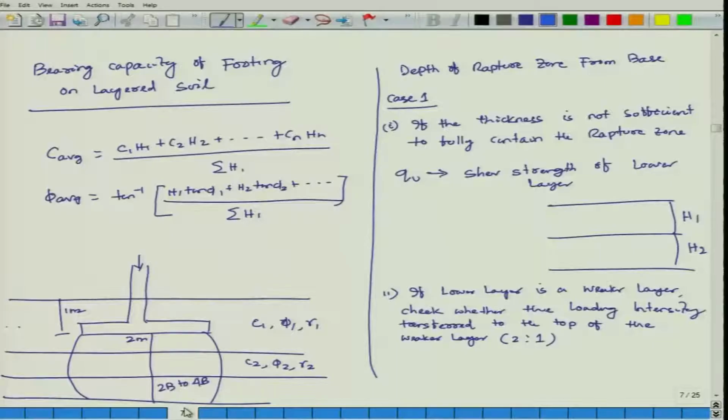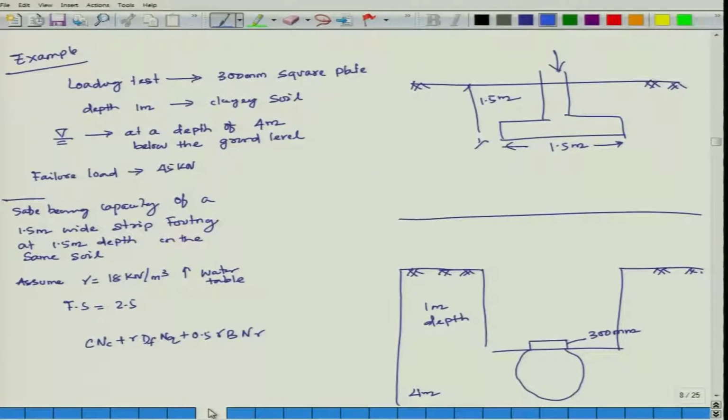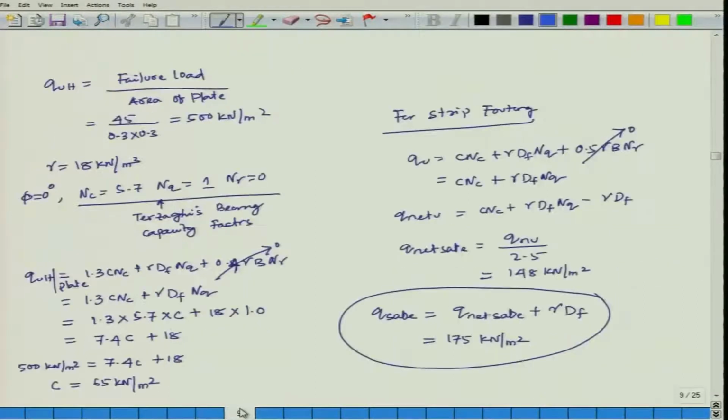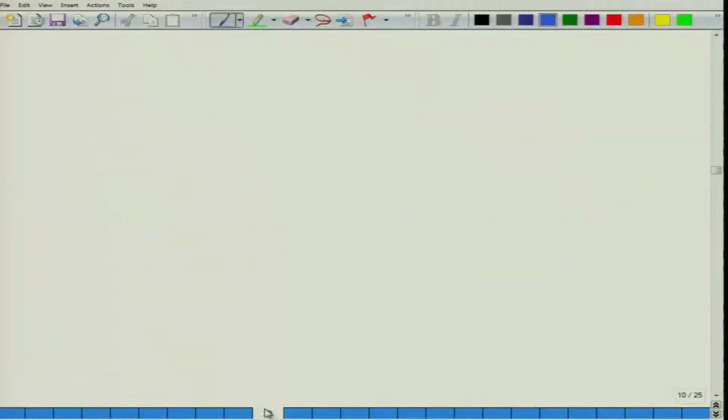So, last class I covered bearing capacity of footings on layered soils and the different cases, case 1, case 2, case 3, that I discussed. Then I solved a problem based on your data, and from a plate load test, how to calculate the bearing capacity of a footing. Then we will start a new topic, that is settlement analysis, before the design of the foundations.